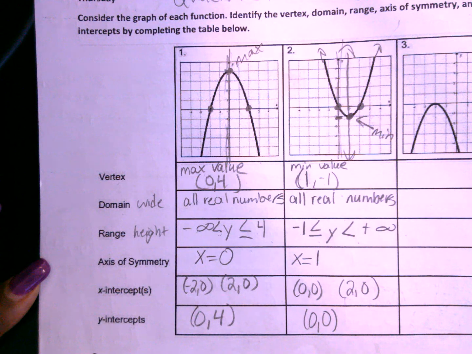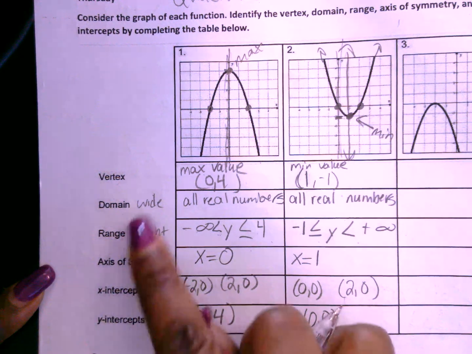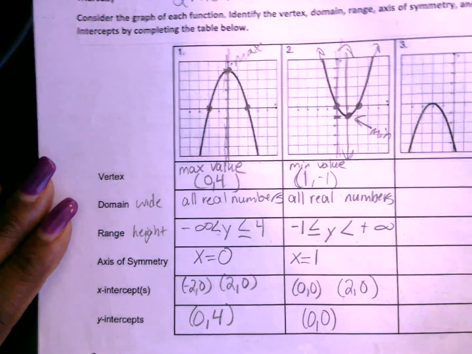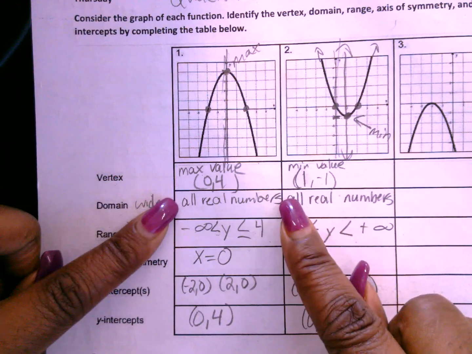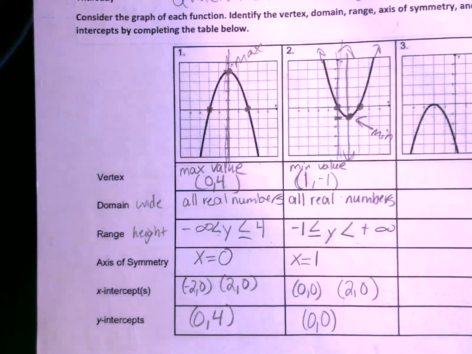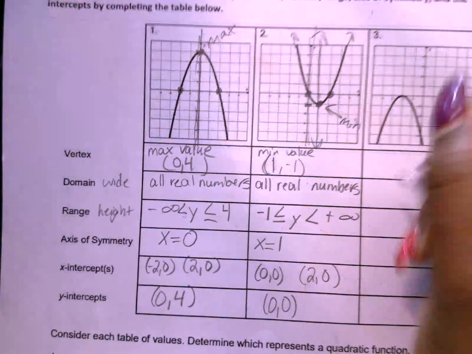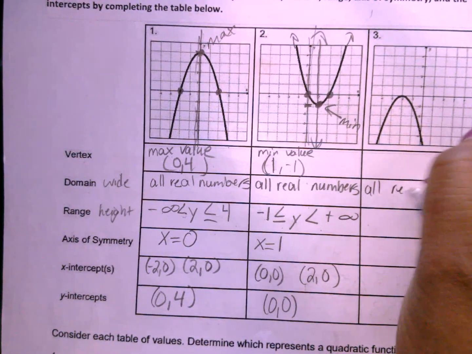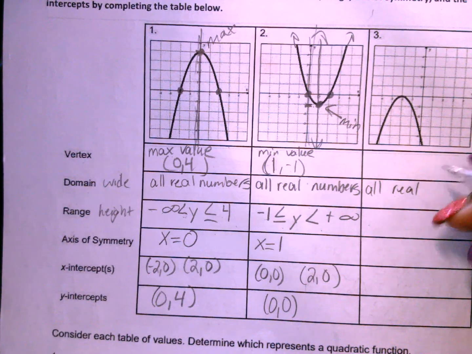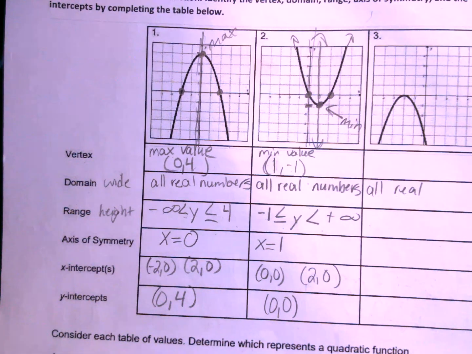All right. So now your domain is always going to be all real numbers for all quadratic functions. Why? Because whether it's going up or down, it's going to continue to get wider forever. So that's why it's always going to be all real numbers. Because it's going to keep getting wider and wider. It's going to go on forever. It's going to keep getting wider, which is the x-axis. Okay?